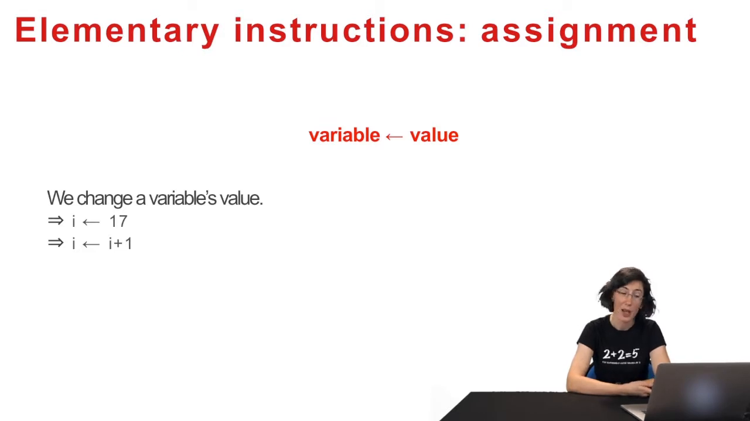We have a variable and we want to modify its value. There can be a variable which receives a given value, 0, 17, 42, or we can have a value calculated using other values and other variables. For example, I receives I plus 1, so if I equals 3, it now equals 4.